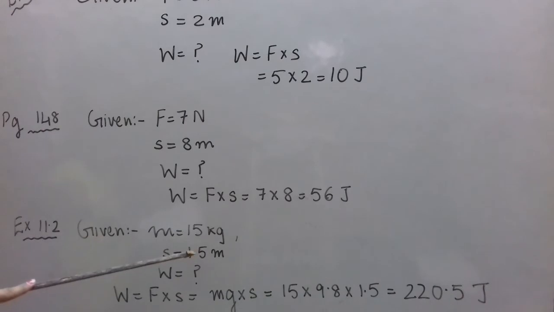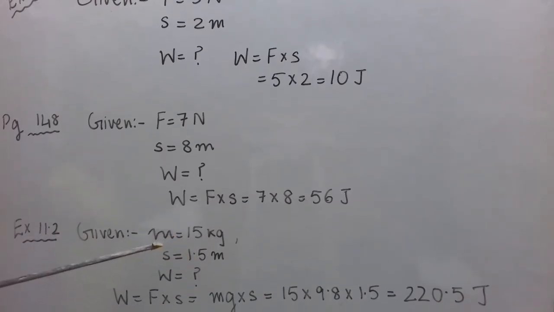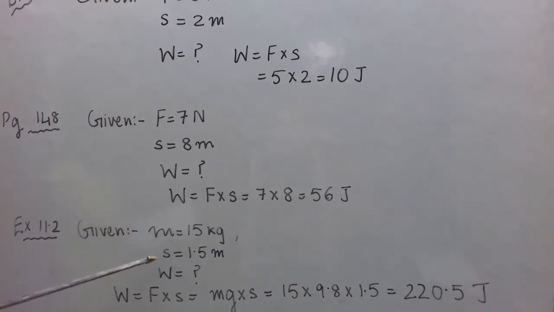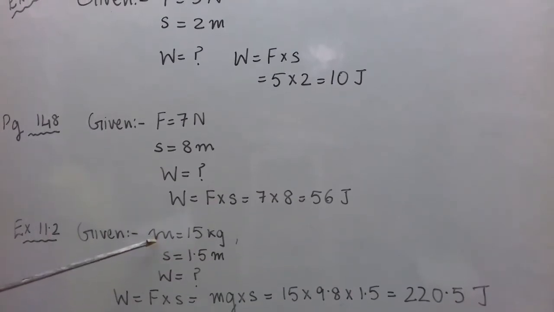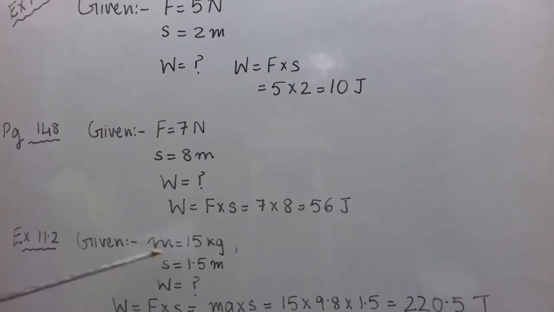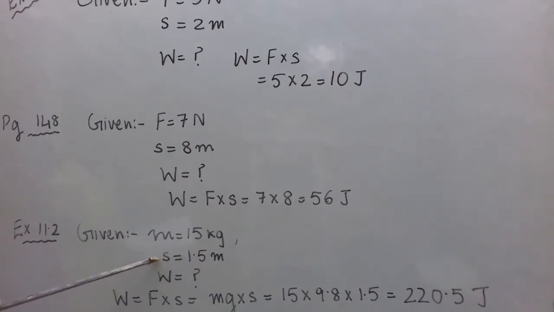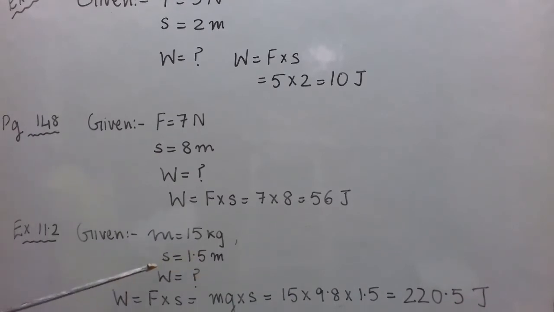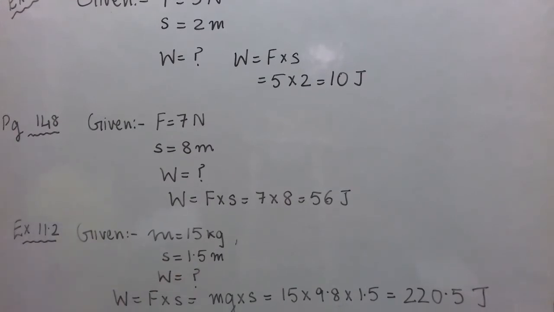This is the mass of the luggage, and he puts it on his head 1.5 meter above the ground. So the luggage was lying on the ground and the height at which he puts it is 1.5 meter. When the coolie is lifting the luggage from the ground and putting it on his head at 1.5 meter from the ground, that height itself is the displacement. So we'll use S for 1.5 meters. Calculate the work done, W is equal to question mark, by him on the luggage.